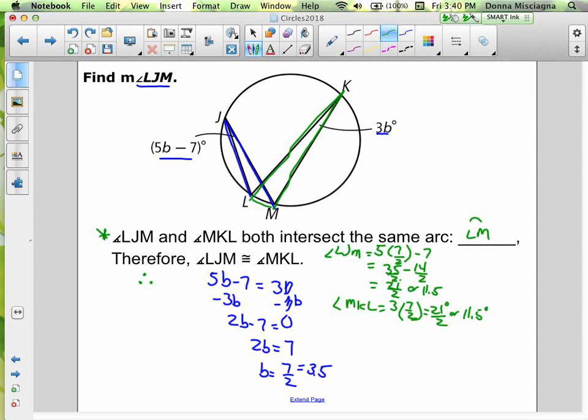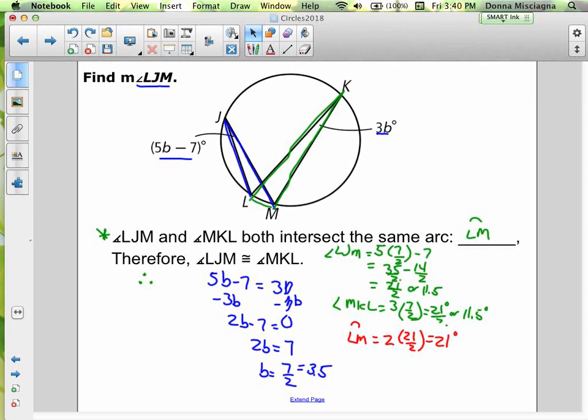That means the arc LM would be twice 21 halves, and of course the 2's will cancel, and that's 21 degrees. And so there we go. It's pretty easy working with angles that share the same arc. Just set them equal to one another. Otherwise, all of our inscribed angle properties apply, that the angle is half the arc, and the arc is twice the angle. Thanks for watching. Bye for now.